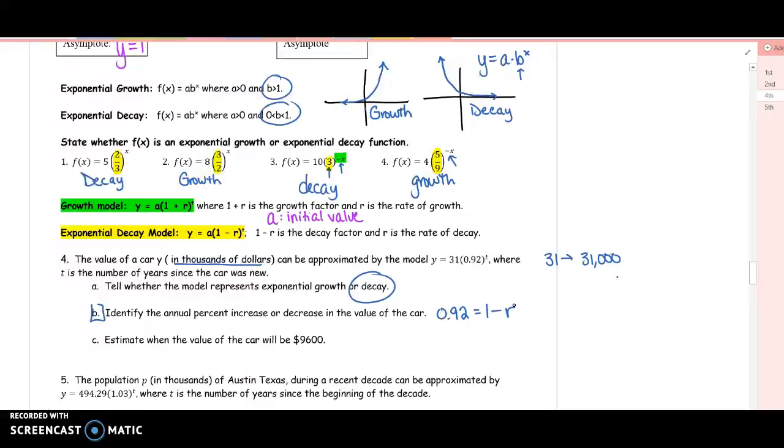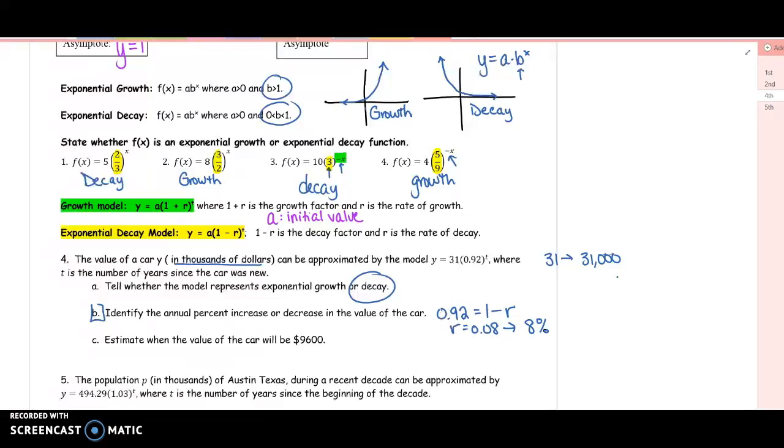This question is asking us, what is r? So you have to solve that equation. If you subtracted 1 from both sides of that equation, you'd end up with negative 0.08 equals negative r, so r equals 0.08, which means 8%. Think of it as percentages. If you're keeping 92% of the value of the car, that's what this equation says.